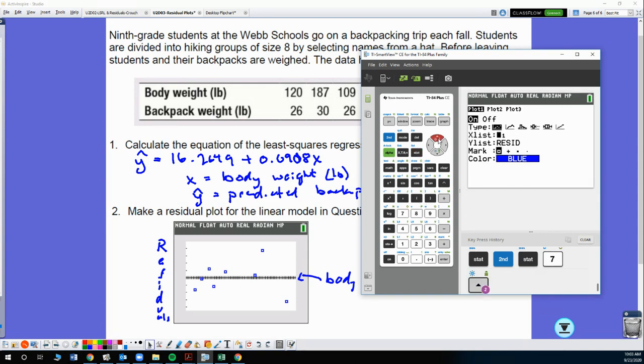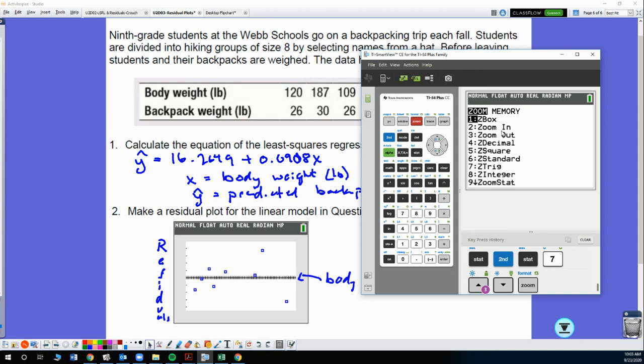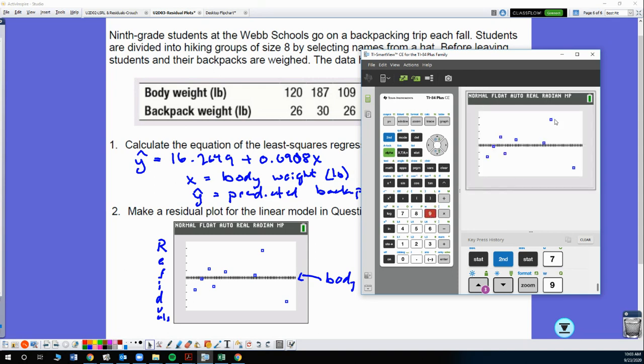My type is the scatter plot right here, the very first one. And so to view this, we click zoom, and then this is zoom 9 for ZoomStat. So zoom 9, there is my residual plot. So you can see I've already got that screenshotted in to the check your understanding.